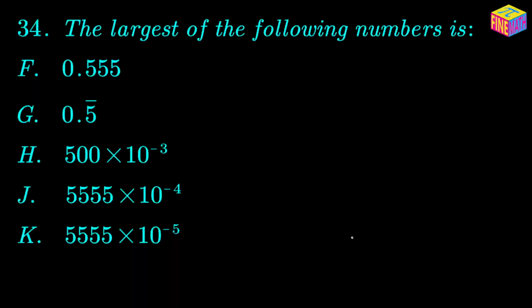So let's get started. Here the question says the largest of the following numbers is. We have been given 5 numbers here and we have to find out which one is the largest one, right? So let's try to write them down in their expanded form and see how they look. Then we should be able to make a very good guess of which one could be the largest one, right? So now this is how I'm going to write it down.